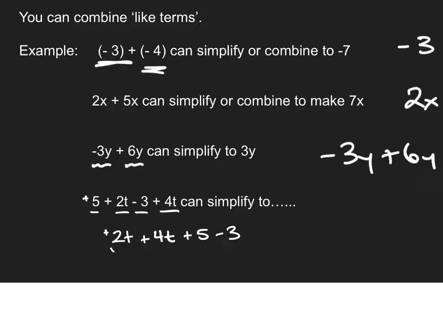Now we can combine these two, and we can combine these two because they're the same. So 2t plus 4t, that's going to give us 6t. And then positive 5 minus 3, you're going to end up with positive 2 when you simplify that.